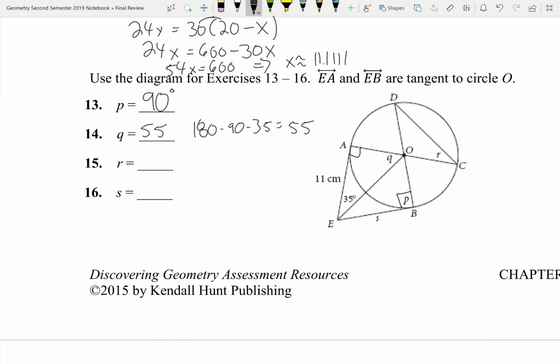And then with R, if this is 55, this is 55, and because of vertical angles, that's going to be 110, and so that would be 180 minus 110 divided by 2, which is 35, because these are both radii, making it isosceles. And so that's going to be 35 degrees. And then S, well, these are congruent because the distances from a point outside to the tangent are the same on either one. So that's also 11 centimeters. Put the degree sign here.